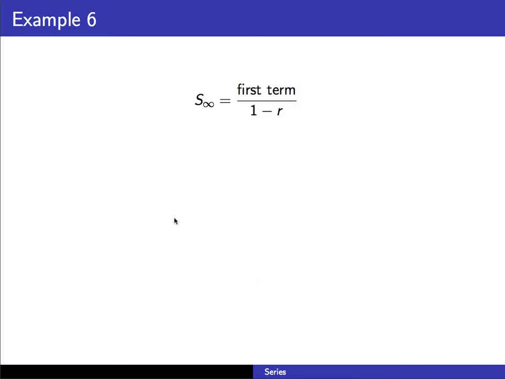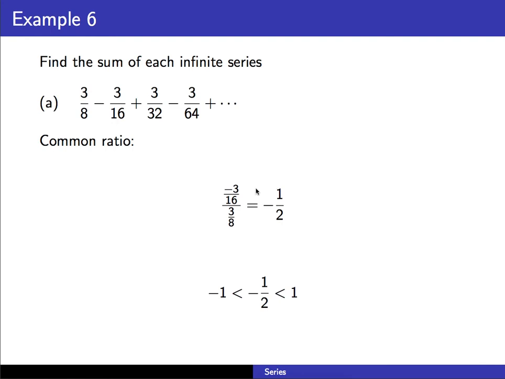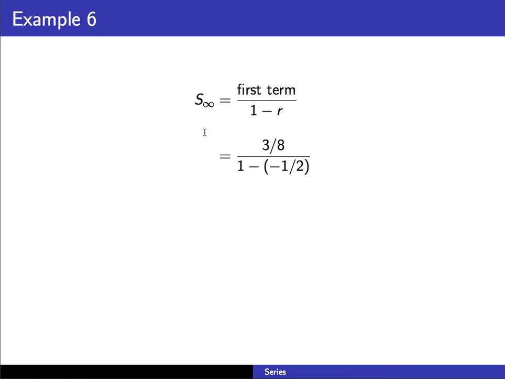So now we take our first term, which is 3/8, and divide it by 1 minus our common ratio of -1/2. So we just put this into our calculator, we end up with 1/4. So adding an infinite number of terms in this geometric series will actually give us a value of 1/4.